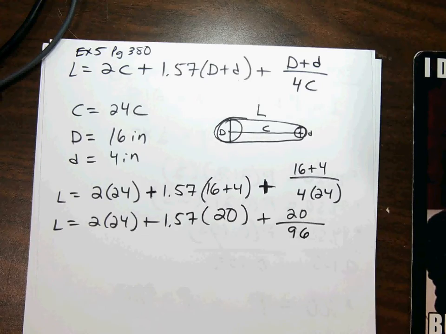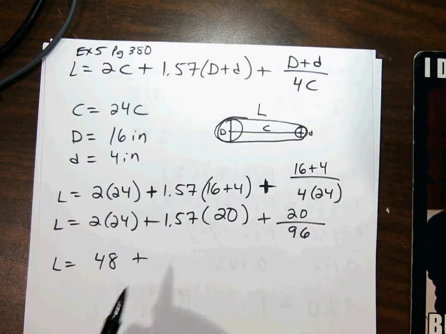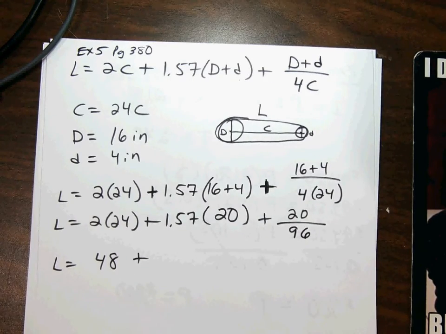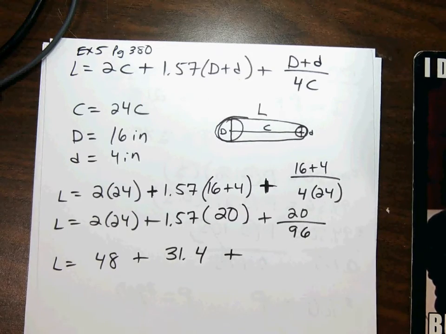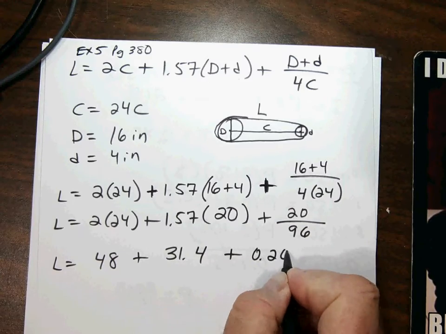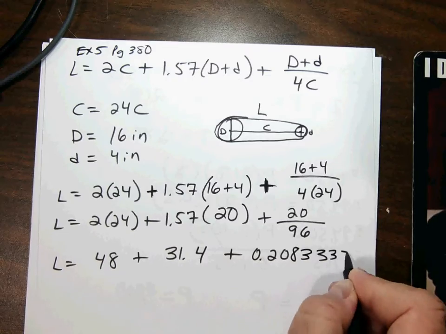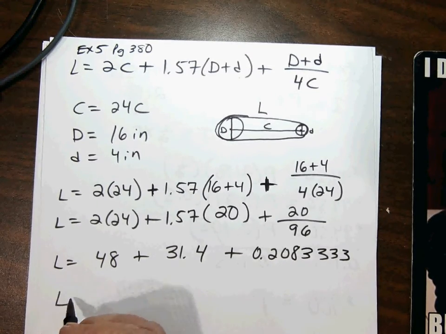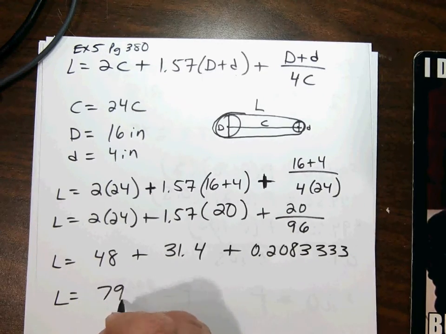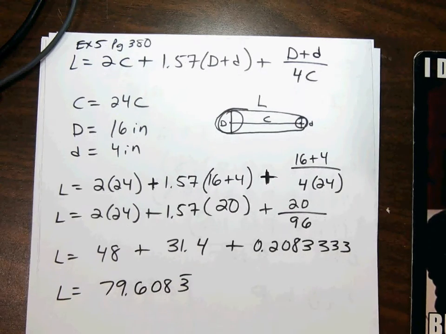Now let me go back and multiply. I'm going to get a 48 there, plus, if I take 1.57 times 20, I get 31.4. And if I divide that fraction, 20 divided by 96, I get 0.208, and then the 3 starts repeating. Add those 3 numbers together. I'm going to get 79.608, and then again the 3 starts repeating after that.